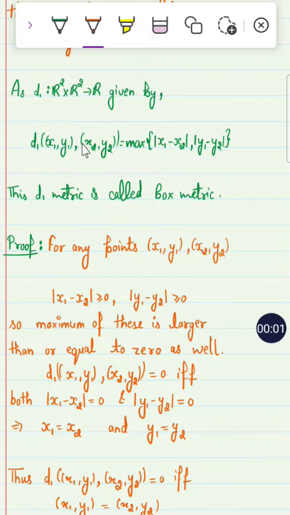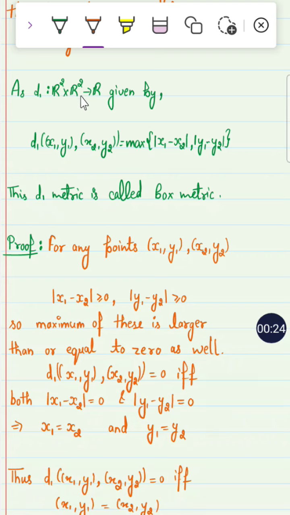Today we have discussed the box metric. What is the box metric? It is the maximum of |x1 - x2|, |y1 - y2|. How is it known that this is a box metric? Because we have to know that this is a map from R2 × R2 to R. It is for the product of two dimensional spaces into one dimension.